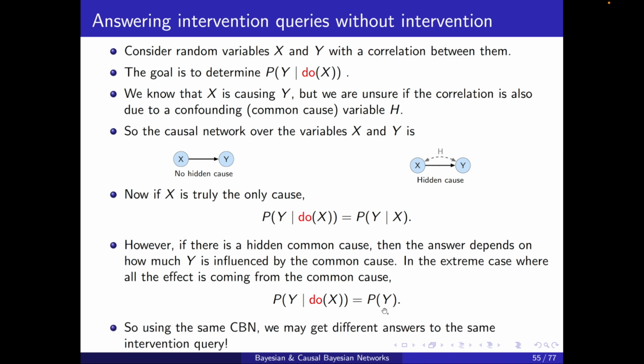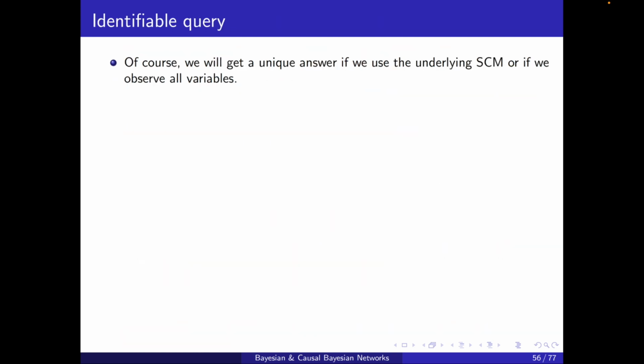Okay? So this is the CBN, a causal Bayesian network, that I was using. It's still the CBN over x and y. This is just a notation to indicate that there was an extra variable that we didn't model. So using the same CBN, we may get different answers to the same intervention query, right? Just because of that hidden variable.